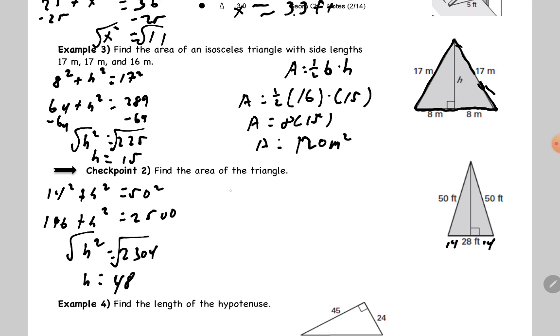Now that we've found h, we can find the area of the triangle. 1/2 the base, which is 28, times my height, which is 48. So this is 14 times 48. Punch this into our calculator, and we'll get 672, and they use square feet this time.